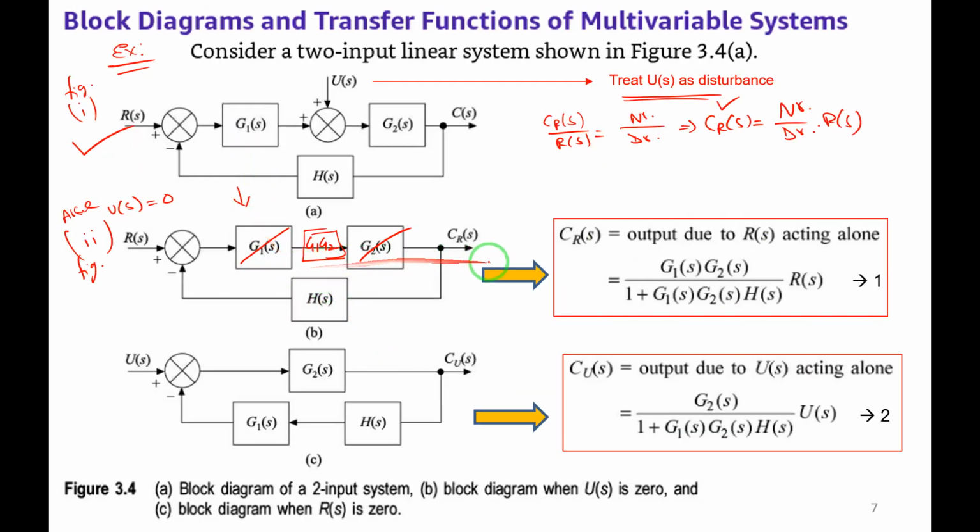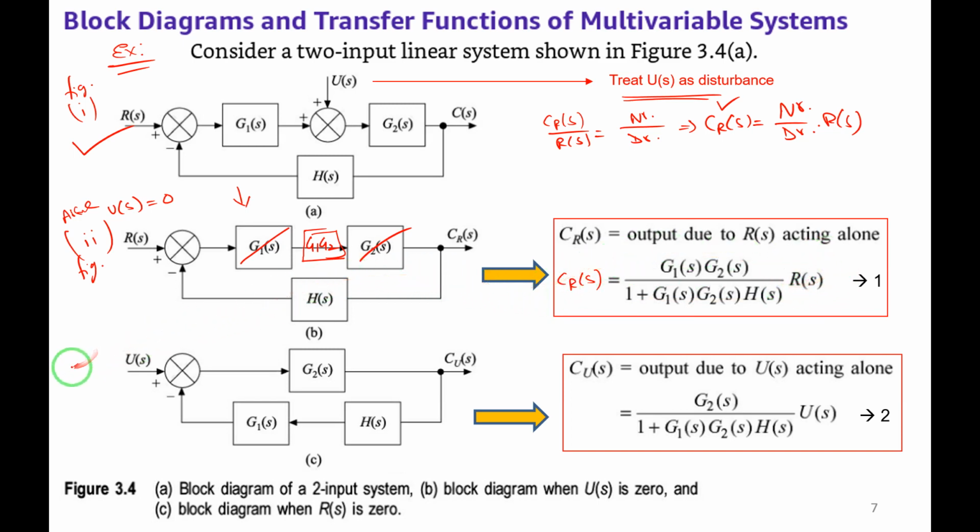So the transfer function CR of s by R of s is equal to g divided by 1 plus gh. What is g here? G is g1 into g2. So g1 into g2, divided by 1 plus gh. G is nothing but g1 into g2, right? And CR of s is equal to numerator by denominator into R of s. So this is the numerator term and this is the denominator term, and this is CR of s divided by R of s, and we have taken R of s this side. I hope you are getting it.